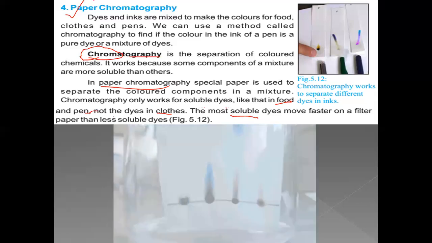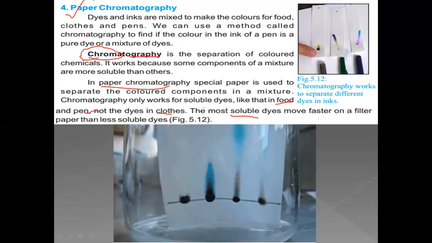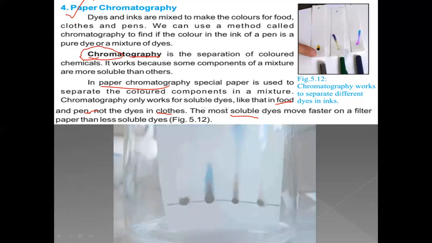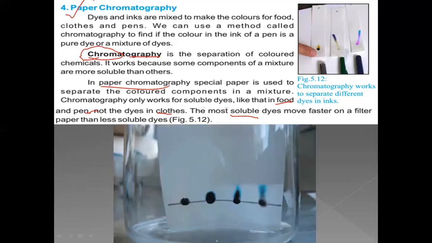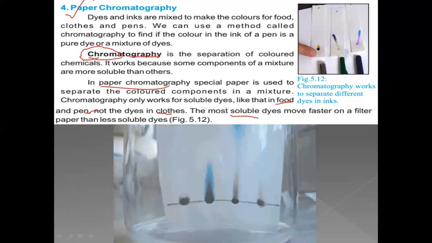So this is a laboratory experiment. You can see here, this is a filter paper, and the filter paper is hung in water, in a beaker in which we have water, and you can see ink. This is spreading, so you can see different colors in that. So we can see separate colors in this.